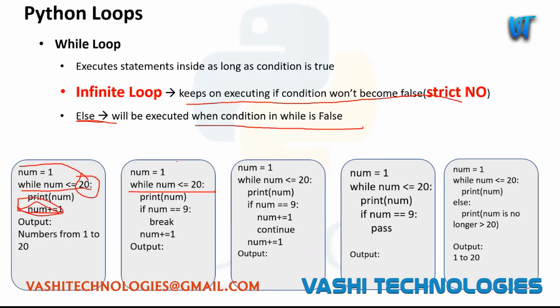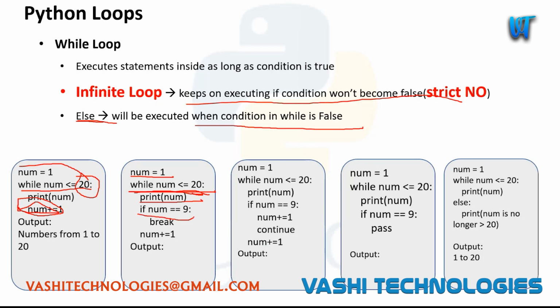So in this case, we have this while. If you see the second block, while number is less than or equal to 20, we are doing the same thing again. We have initialized a variable with number equal to 1, and while number is less than or equal to 20, we'll be printing it.